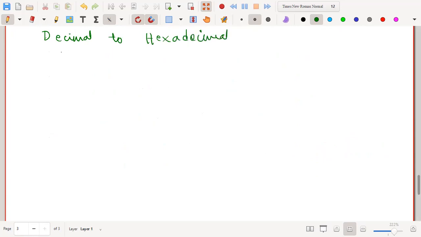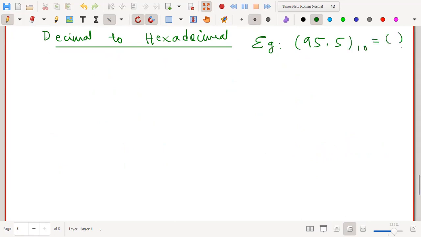Decimal to hexadecimal conversion. Okay? So we will begin with one simple example. I will just discuss one example, that is, let us say I need to convert 95.5, which is to the base 10, into base 16. And I need to find out this number.